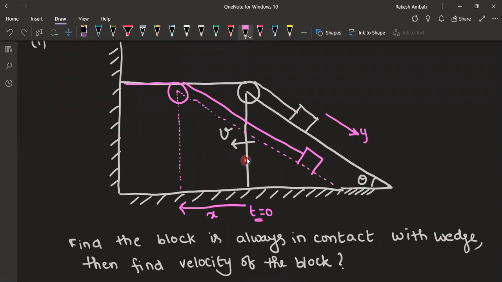Just imagine, you focus on this white color portion initially. When the wedge has traveled through distance x, does this segment length increase or decrease? The wedge is moving from here to here. It decreases.